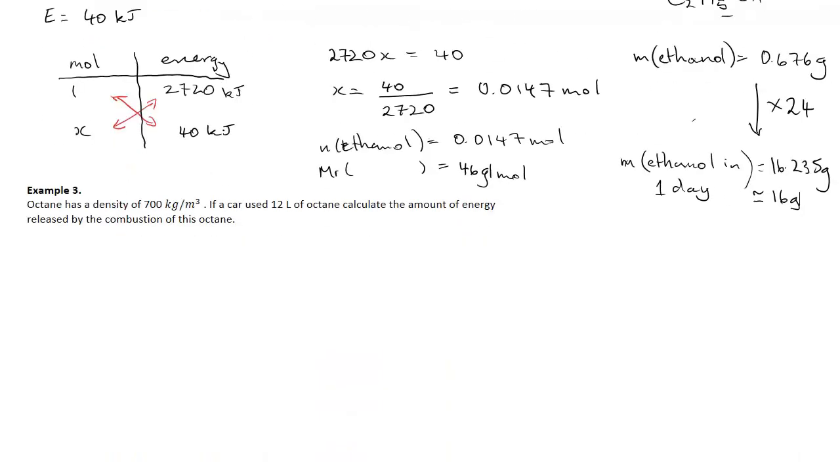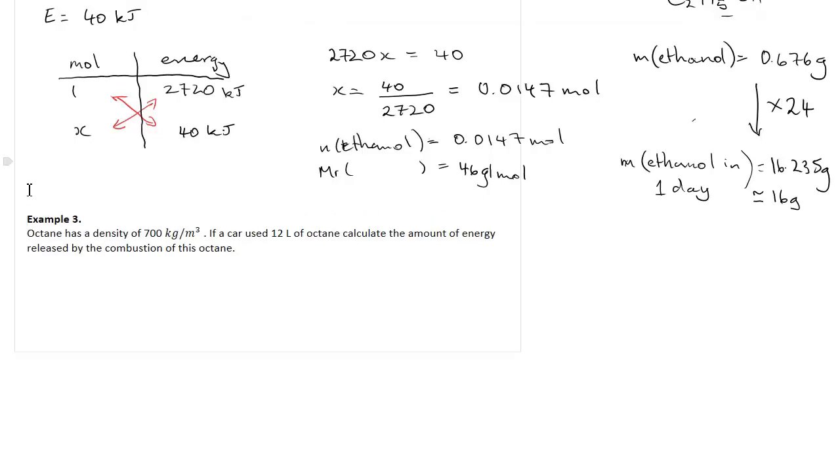Alright, finally, let's have a look at question 3. So question 3 says, octane has a density of 700 kilojoules per meter cubed. And these units, meter cubed, is found in your data book. We will have a look at how to use this in a second. So this is the density of octane. If a car uses 12 liters of octane, calculate the amount of energy released by the combustion of this octane.